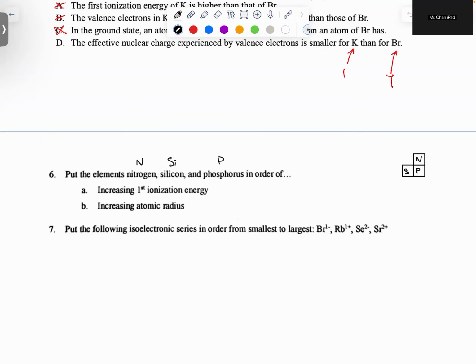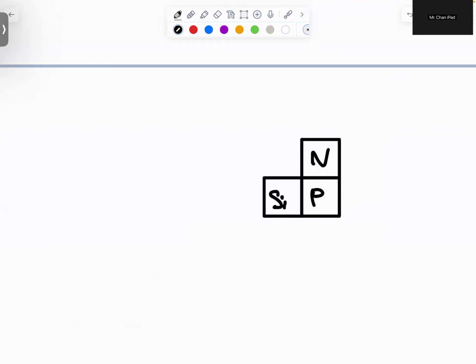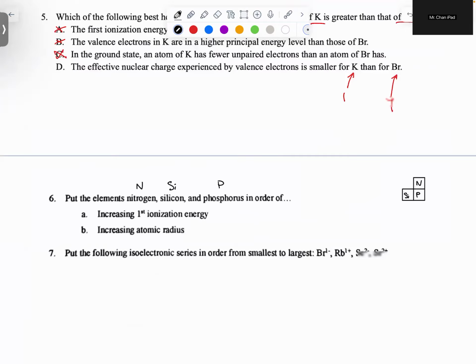So 2 things going on right here. We have 2 sets of elements, one in period 2 and one in period 3, right? Nitrogen is in period 2, and silicon and phosphorus are in period 3, while silicon is in group 14, and nitrogen and phosphorus are in group 15. So we say, hey, can you list them in order of increasing ionization energy? Increasing means you go from the smallest to the largest.